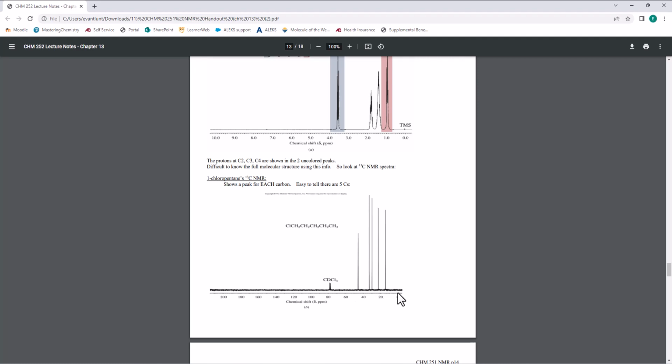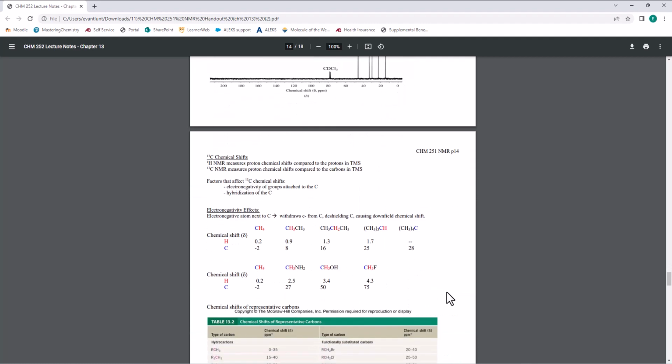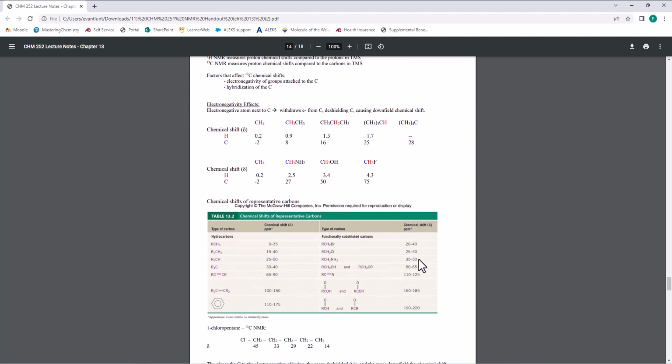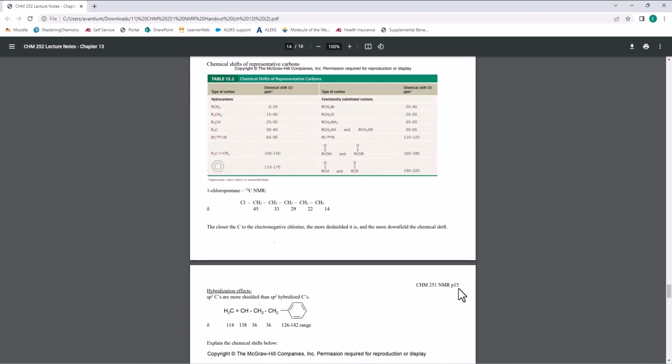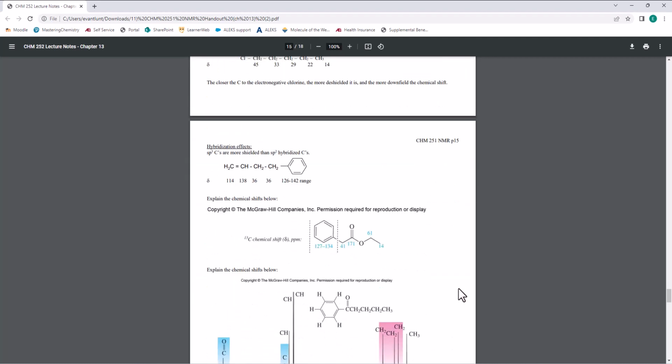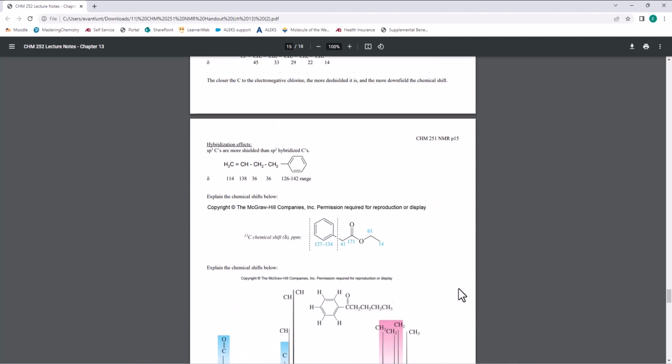It just is a larger range for the chemical shift for the ppm. It's the same for shifting downfield. The more deshielded you get, the more downfield you shift. And you can look up tables for common chemical shifts of representative carbons or representative protons.